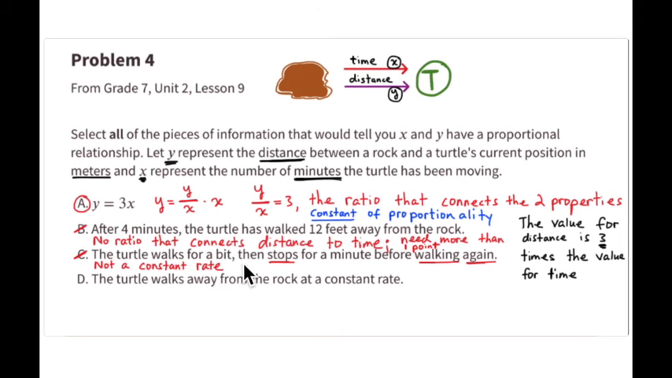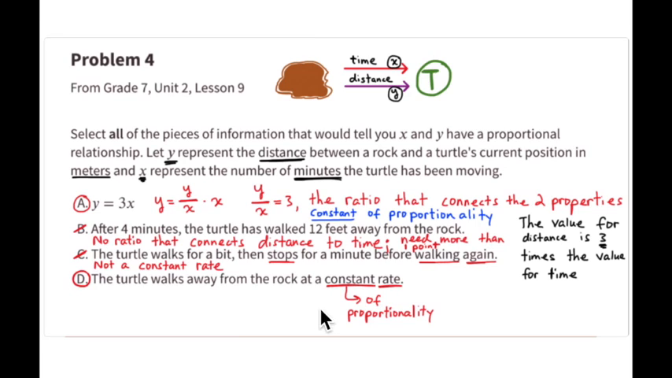C, the turtle walks for a bit, then stops for a minute before walking again. So there's no constant rate. So this is not a proportional relationship between time and distance because the turtle stops and then starts again. And D, it says the turtle walks away from the rock at a constant rate. So it tells you that it's a constant rate. That's the constant of proportionality. So that tells you that this is a proportional relationship between the amount of time it takes to travel a certain distance. So A and D give you enough information to say that it's a proportional relationship. B and C do not.